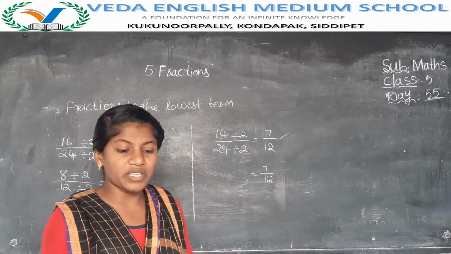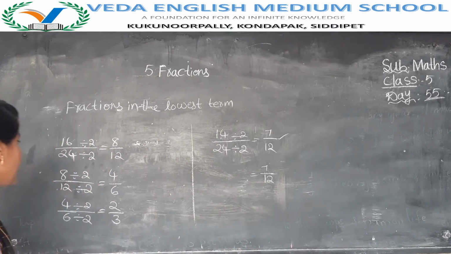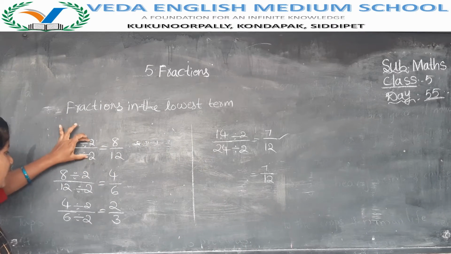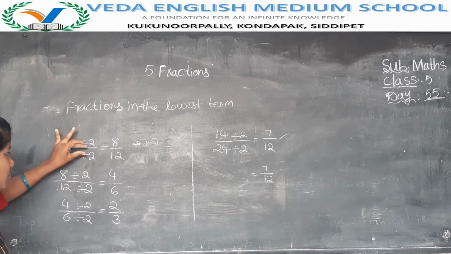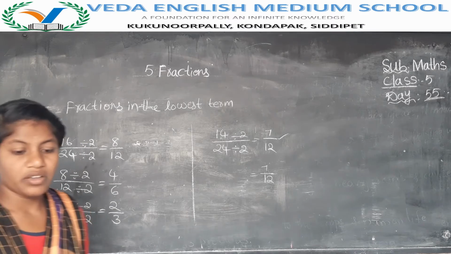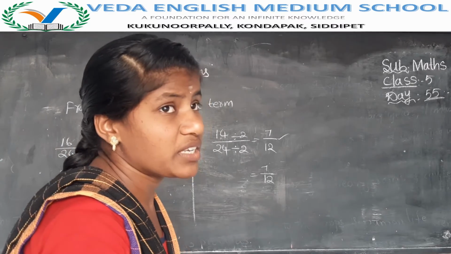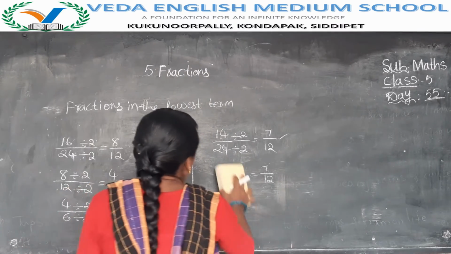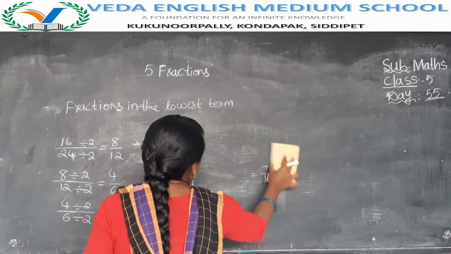Then we have another method, in which we find the answer in 3 steps: 1, 2, 3. It is finding the lowest form. How to find the lowest form of the fraction by using the HCF method.